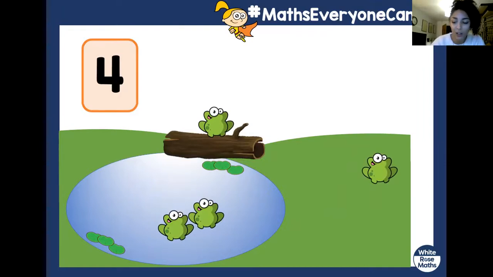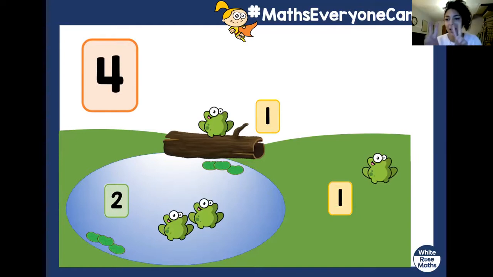How many on the log? 1 frog on the log. And how many on the grass? 1. That's right. We have 2 in the pond, 1 on the log, and 1 on the grass. 2 and 1 and another 1 makes 4. So we still have 4 frogs.